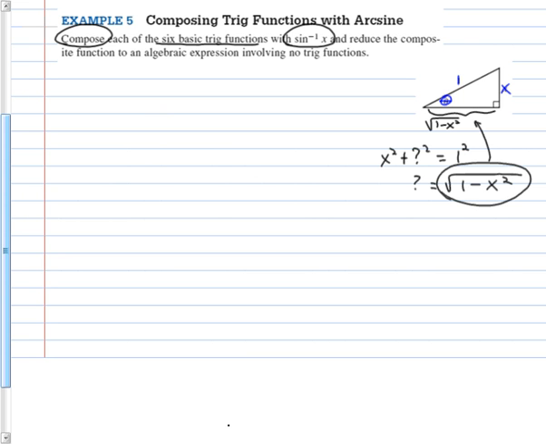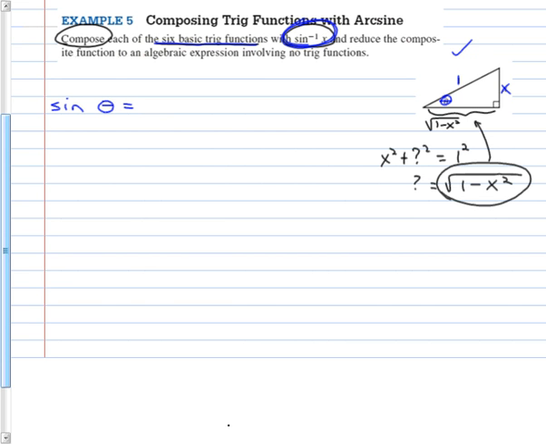So when they say compose each of the 6 basic trig functions using this scenario, well, that scenario gives me this triangle. So if I want to know what is the value of sine of that angle, you just look at the triangle and tell me sine is opposite over hypotenuse. What's the value of sine of that angle?